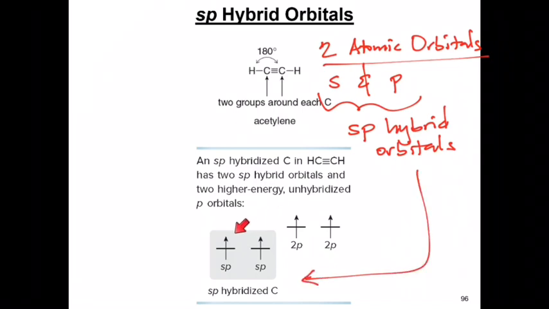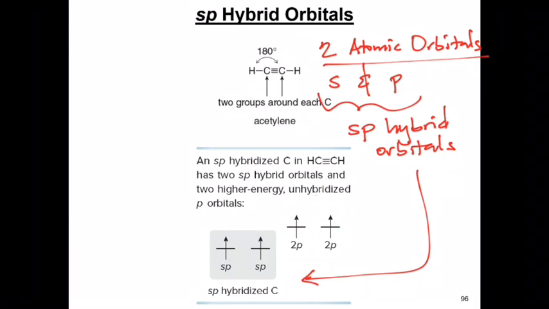So the 2 valence electrons of the carbon will reside in the sp hybrid orbitals, whereas the remaining 2 valence electrons will reside in the unhybridized 2p orbitals, as shown here. So these 2 electrons in the sp hybrid orbitals will form 2 sigma bonds, whereas the 2 electrons in the 2p unhybridized orbitals will form 2 pi bonds.